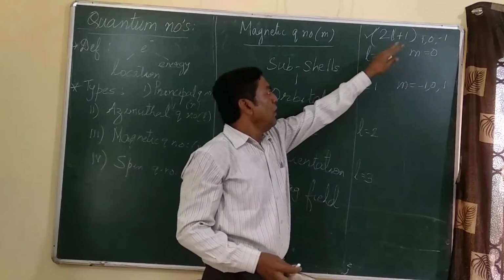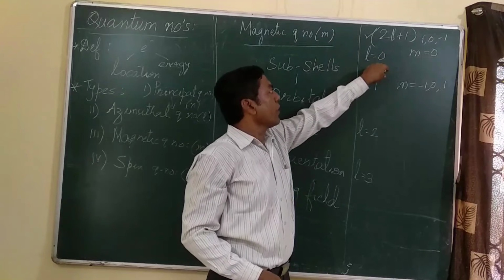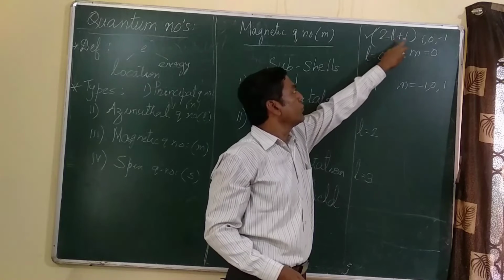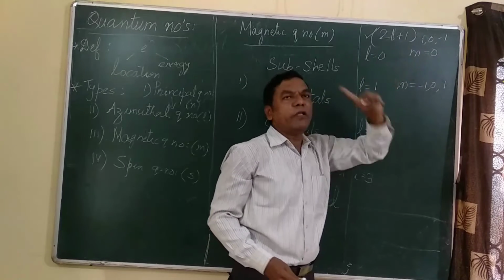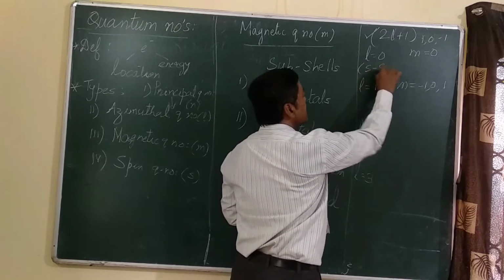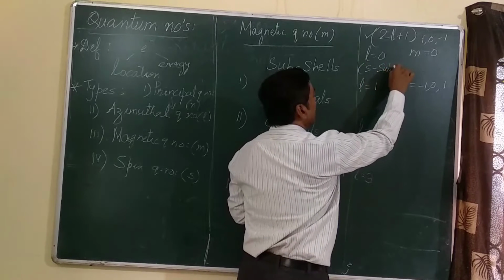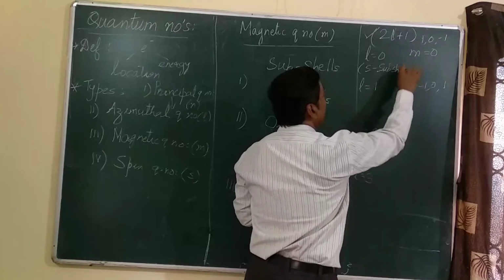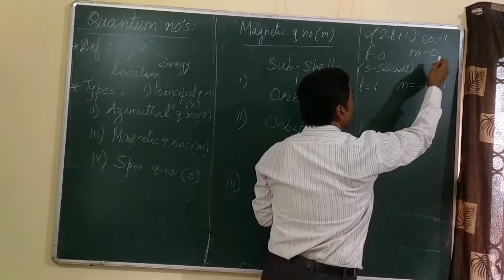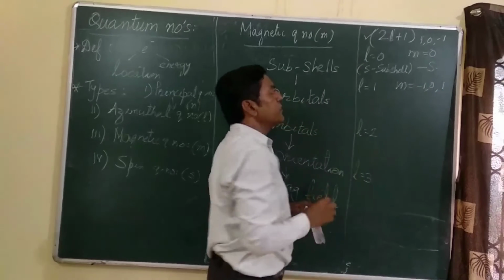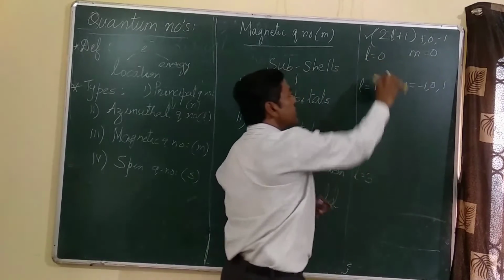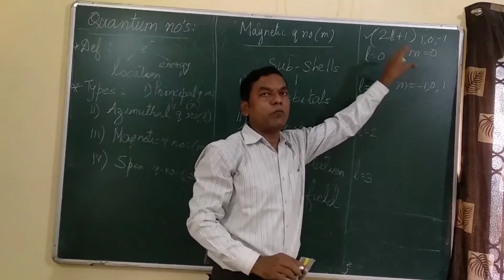For example, if L is equal to 0, that is representing the S subshell. So 2 into 0 is 0, plus 1, that means here we are going to get only one possible value. So L equal to 0 means it is representing the S subshell, and this S subshell will have only one possible orientation, and that is the S orbital. In other words, there is only one possible orientation of the S orbital.